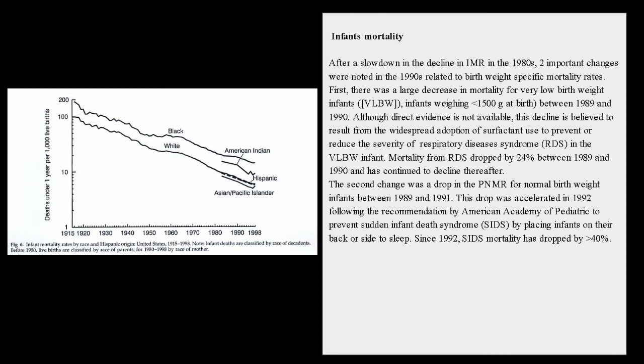The second change was a drop in the PNMR for normal birth weight infants, between 1989 and 1991. This drop was accelerated in 1992 following the recommendation by the American Academy of Pediatrics to prevent sudden infant death syndrome, SIDS, by placing infants on their back or side to sleep. Since 1992, SIDS mortality has dropped by more than 40%.